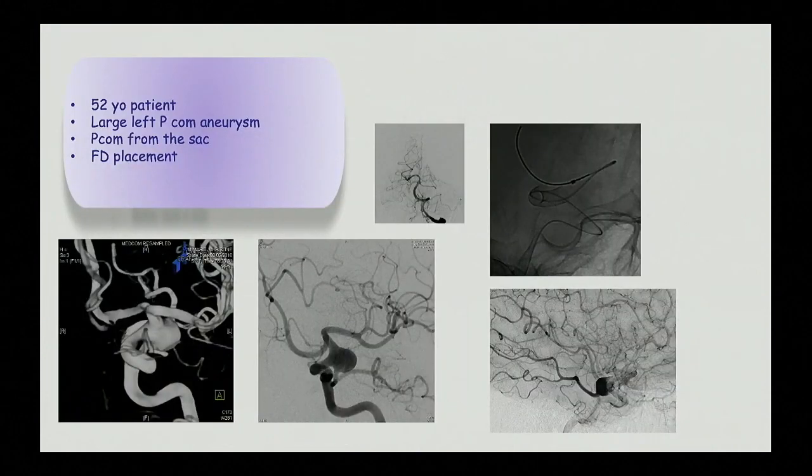This is another case. It looks a little bit like the first one. So it's a large aneurysm. The morphology is a little bit different. You see left internal carotid artery. The aneurysm is large, and there is a fetal PCOM. So placement of flow diverter.